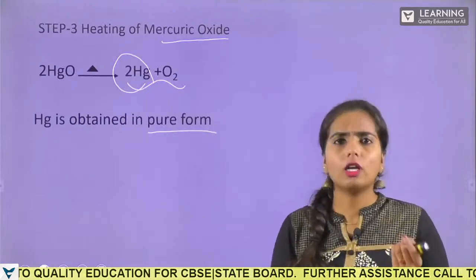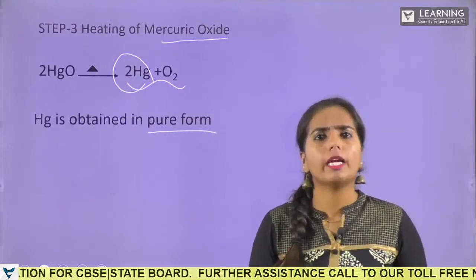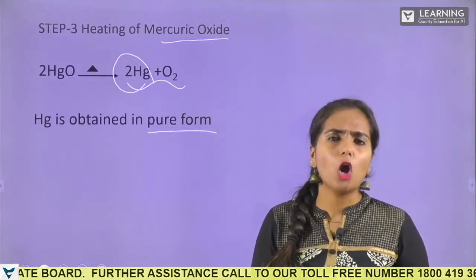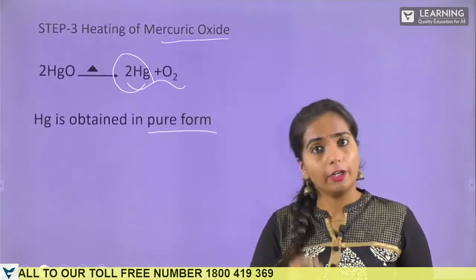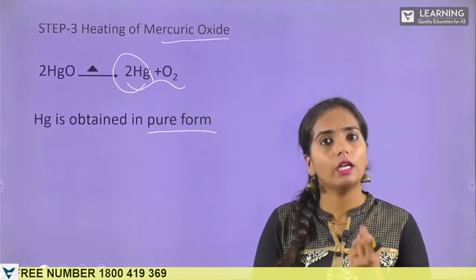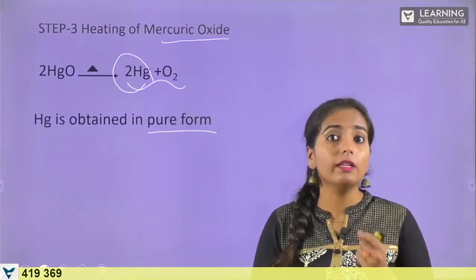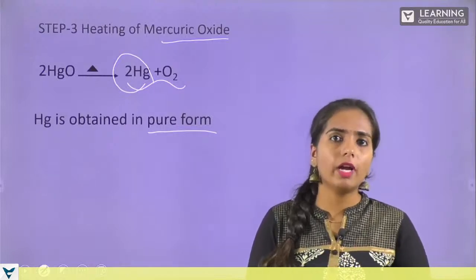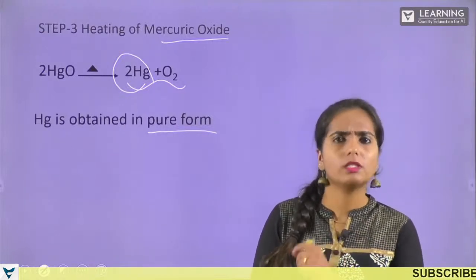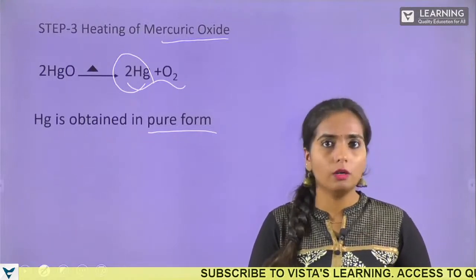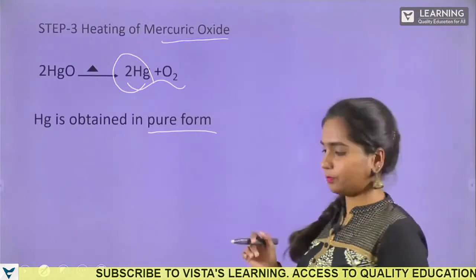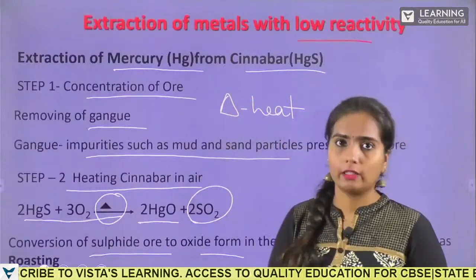Not completely pure, almost 90% of it will be pure and 10% will have some kind of impurities. If you want it 100% pure, the next step will be refining of this. When this is refined, you will get a 100% pure form. I hope you are clear with the extraction of mercury. This comes under low reactivity.